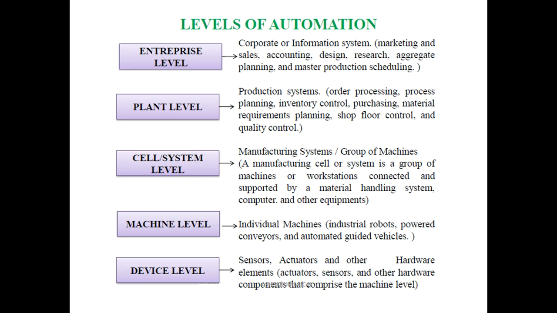The last level, the highest level, is the enterprise level, which consists of the corporate information system. It is concerned with all of the functions necessary to manage the company, like marketing and sales, accounting, design, research, aggregate planning, and master production planning.